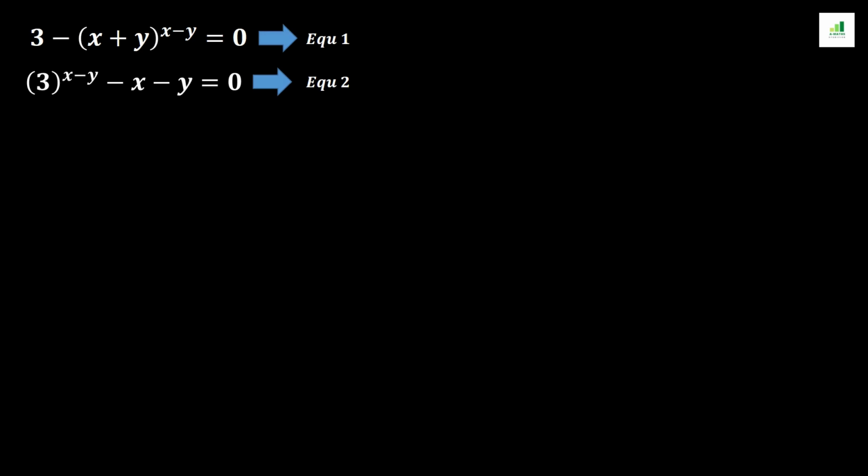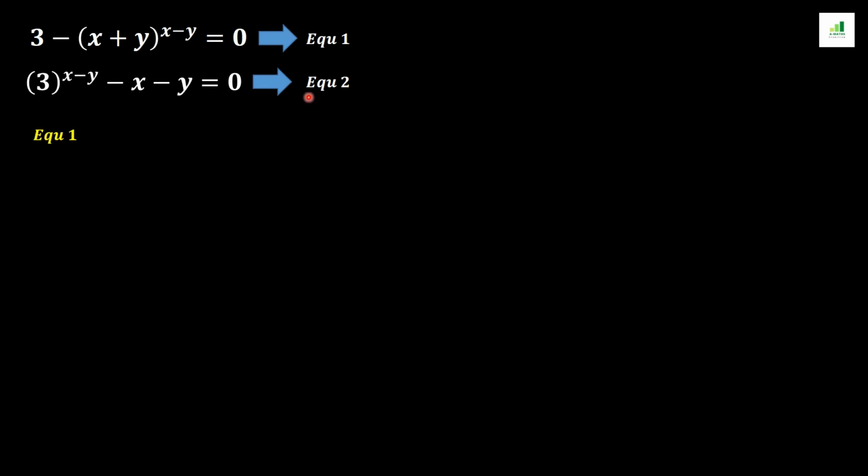Today in this video we are going to solve the system of nonlinear equations, and our given equations are (3 − x + y)^(1/2)(x − y) = 0, and I am representing this equation as equation number 1. Now the other equation is 3^(x − y) = 0, and I am representing this equation as equation number 2.